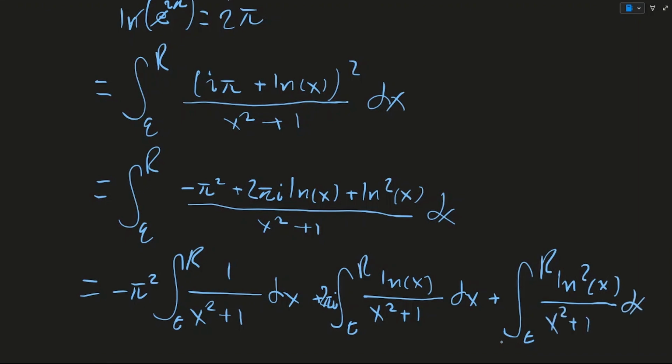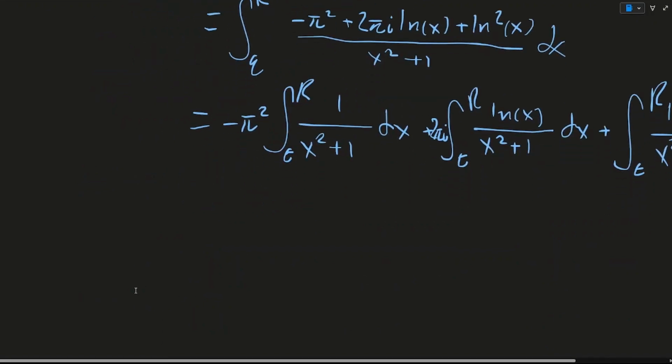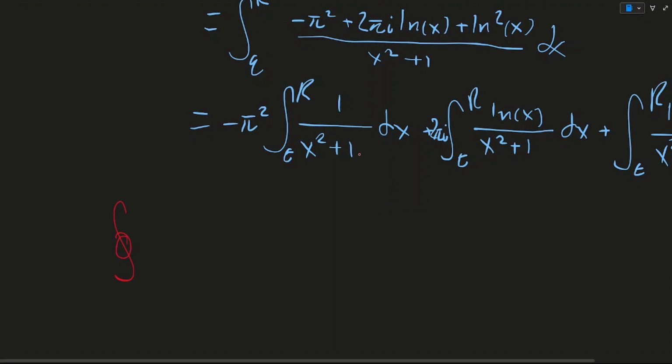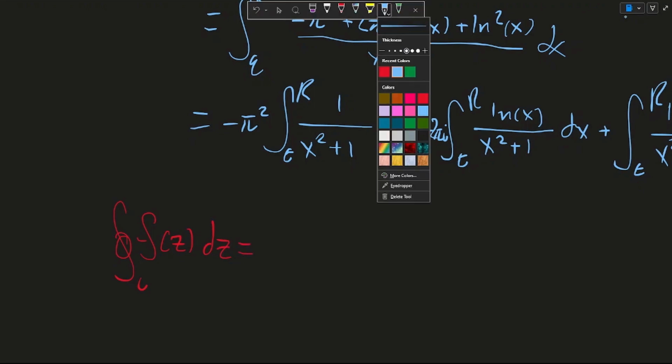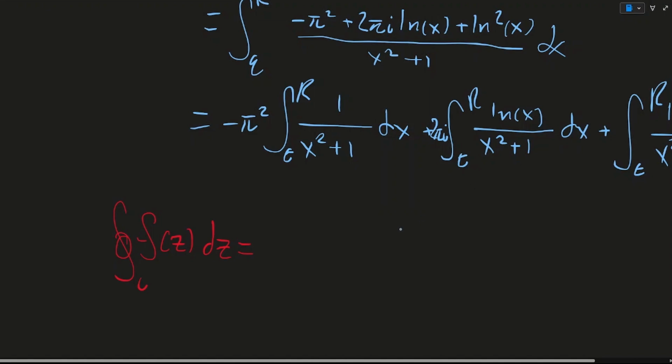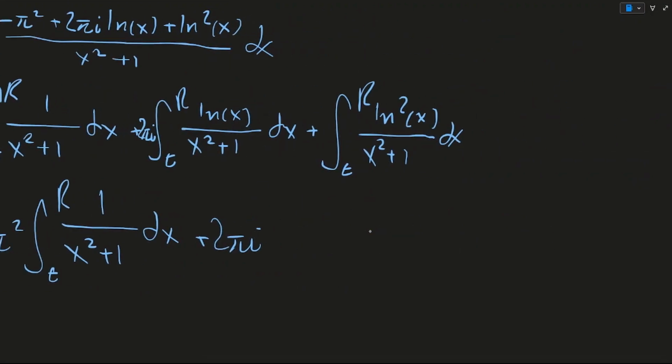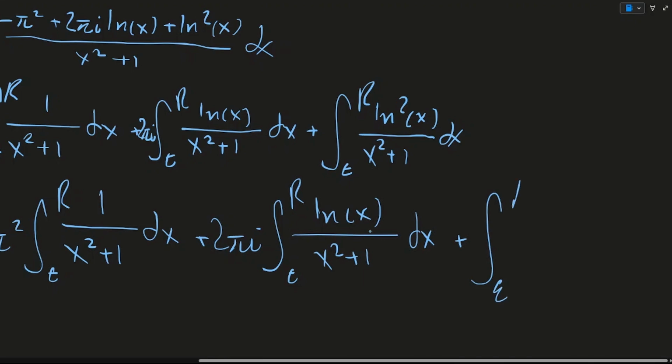And now substituting this back into our big original formula, we have the contour integral along c of f of z dz is equal to, we said this was the integral from negative r to negative epsilon, so this becomes negative pi squared times the integral from epsilon to r of 1 over x squared plus 1 dx, plus 2 pi I times the integral from epsilon to r of ln of x over x squared plus 1 with respect to x, plus the integral from epsilon to r of ln squared of x over x squared plus 1 dx.